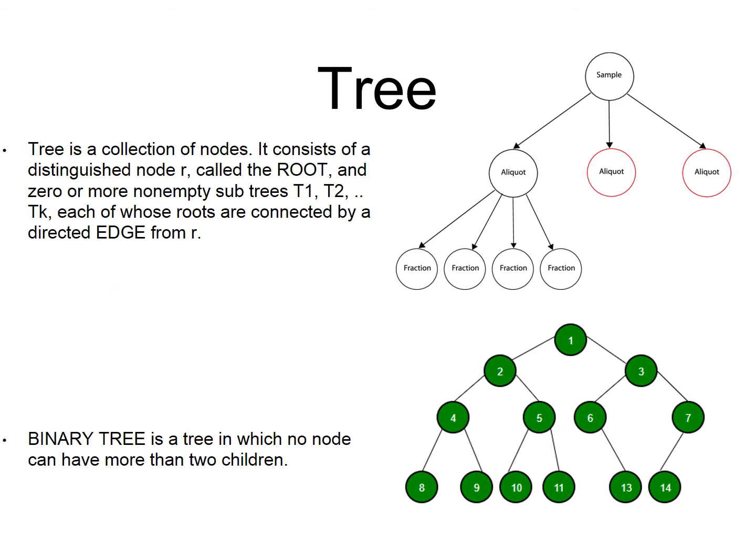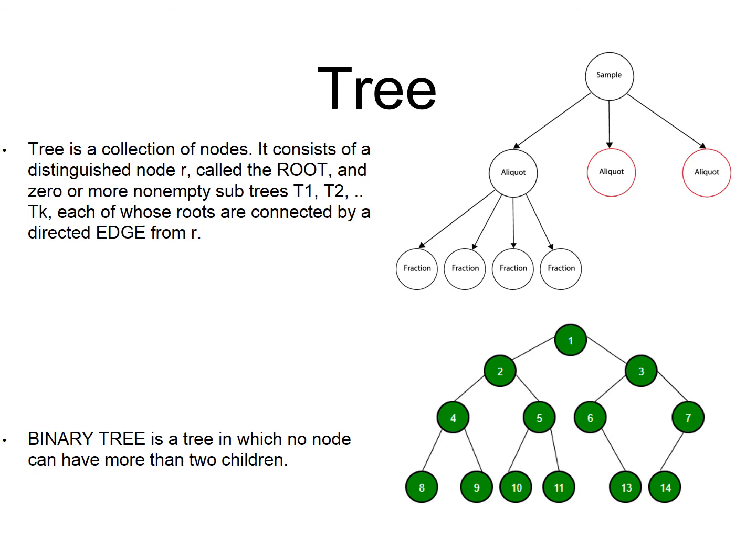Before going to the binary heap, which is a new ADT structure, we should know what a tree is and what a binary tree is. A tree is nothing but a collection of nodes. It has one distinguished node called the root node, and it has zero or more non-empty subtrees. Those are other nodes of a similar structure, and each root and its subtrees are connected with a directed edge.